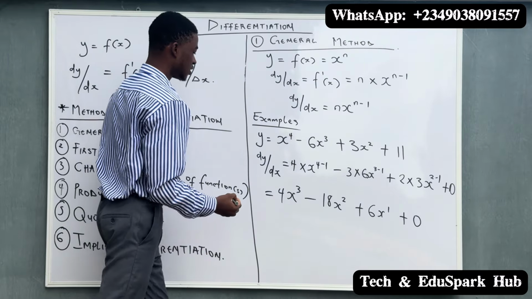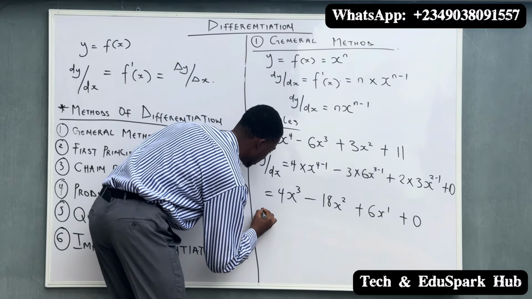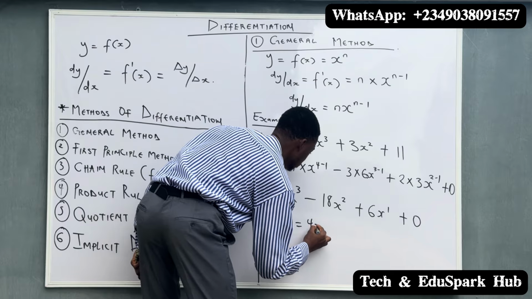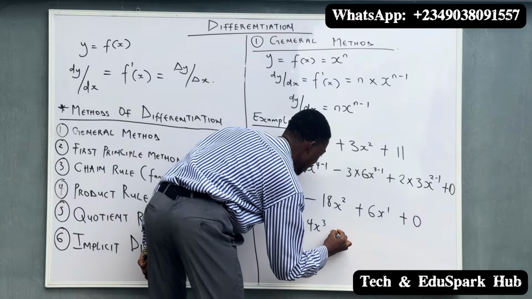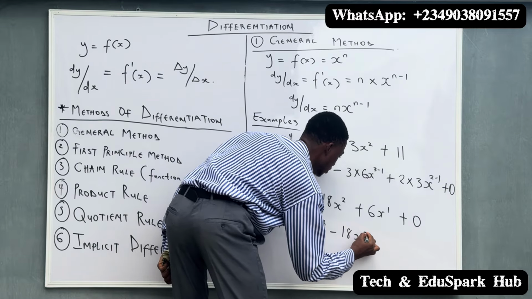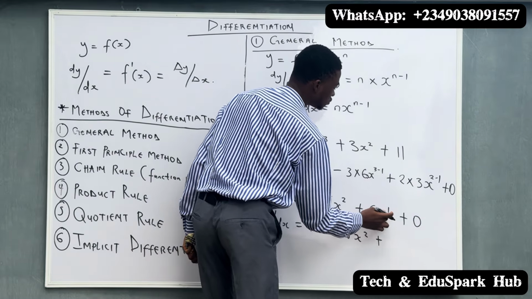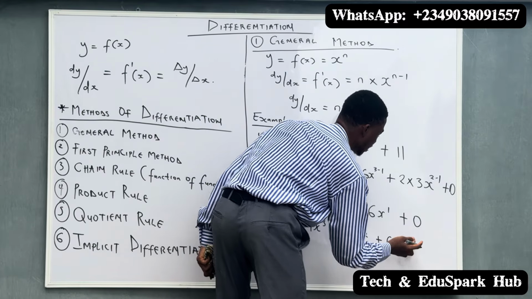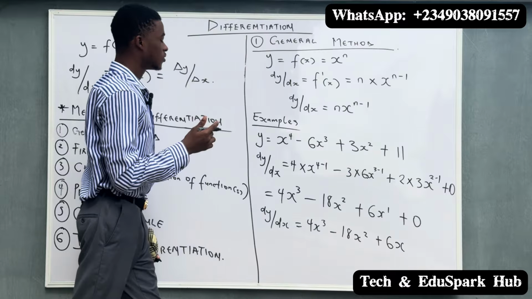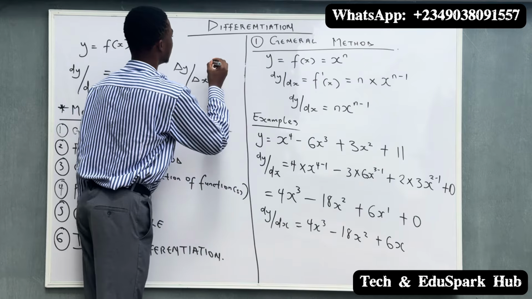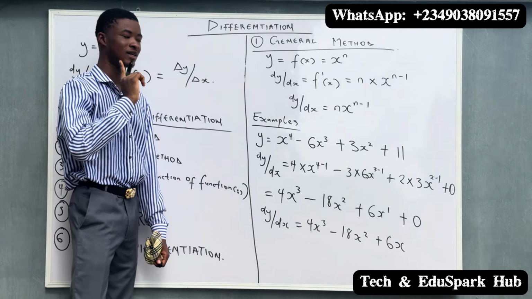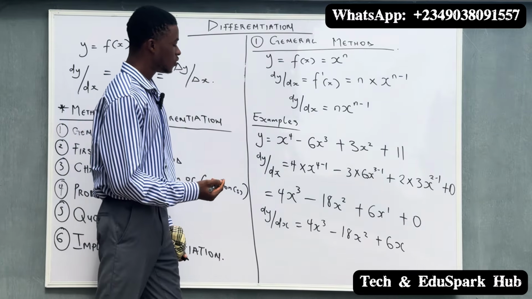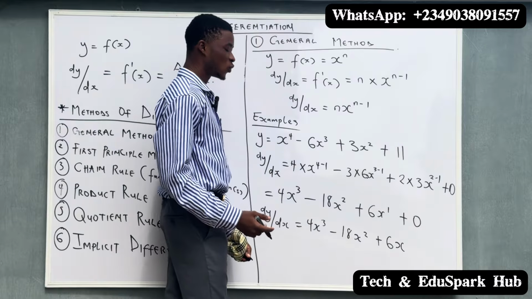So in this case, we are having 4x cubed. So our dy over dx will be equal to 4x cubed minus 18x squared plus, so anything raised to power 1 is that thing. So we have 6x. So we can just ignore this 0. Remember that anything raised to power 1 is that thing, and anything raised to power 0 is 1. So that is the rule. So this is our final answer to question of this type.